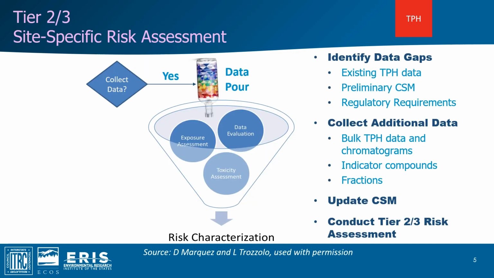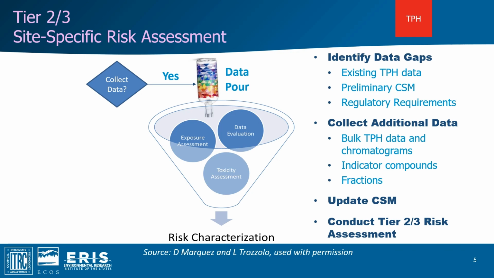If your Tier 1 screening level risk assessment identifies screening level exceedances and you don't want to immediately select a risk management option, the next step is to conduct a Tier 2, Tier 3 site-specific risk assessment. A Tier 2, Tier 3 site-specific risk assessment requires identifying data gaps and collecting additional data to further characterize what's in the TPH. The additional data may include bulk TPH data and chromatograms, indicator compounds, and TPH fractionated data.